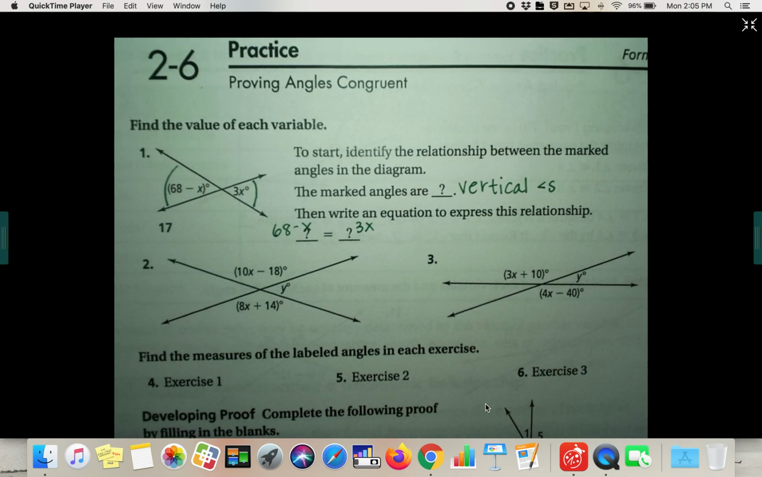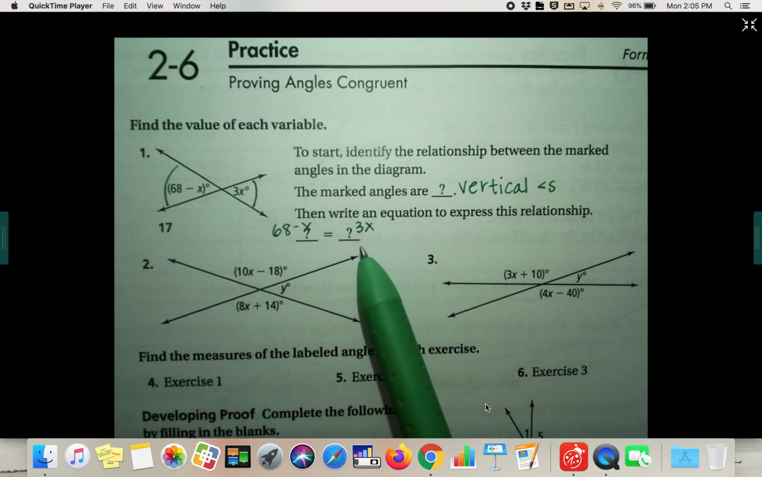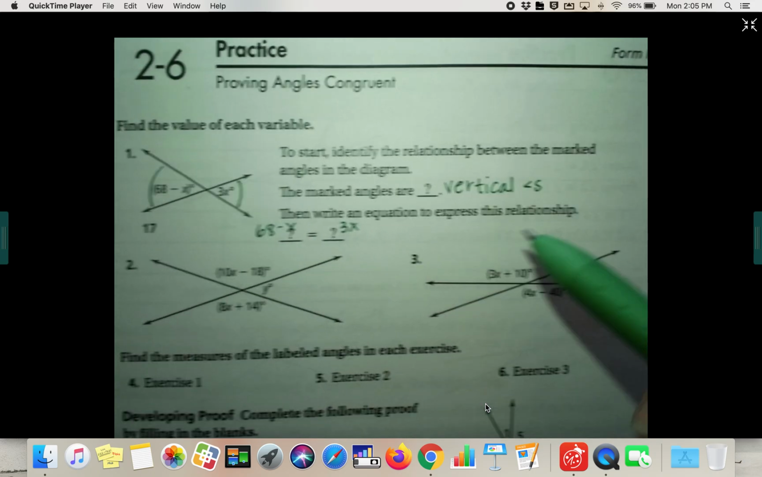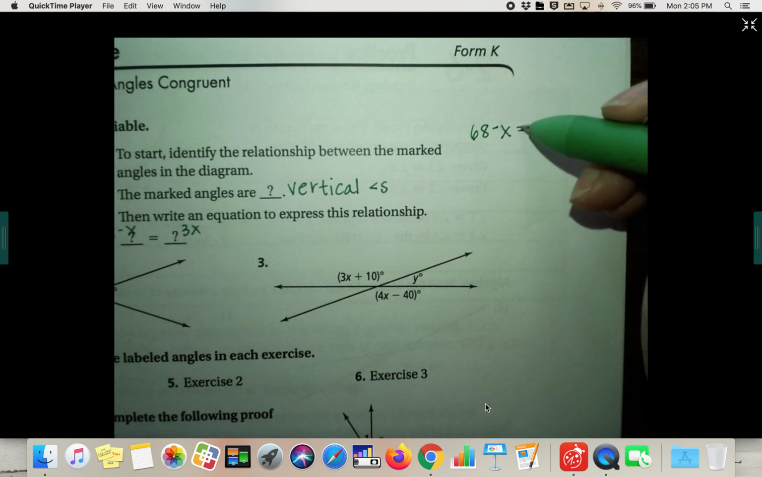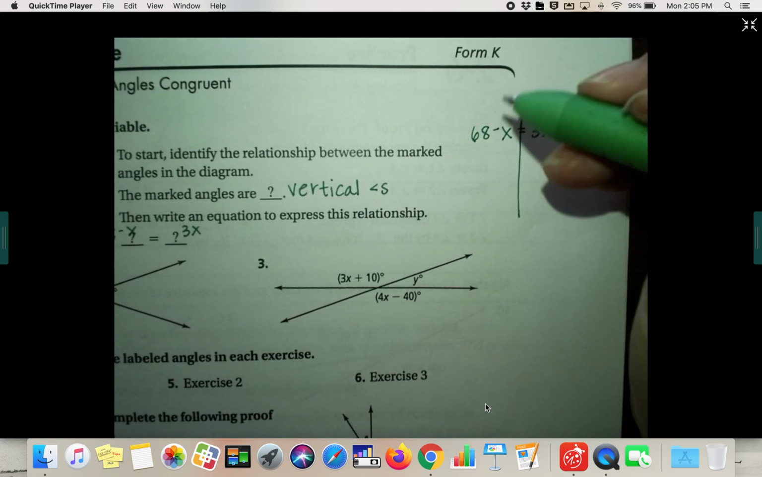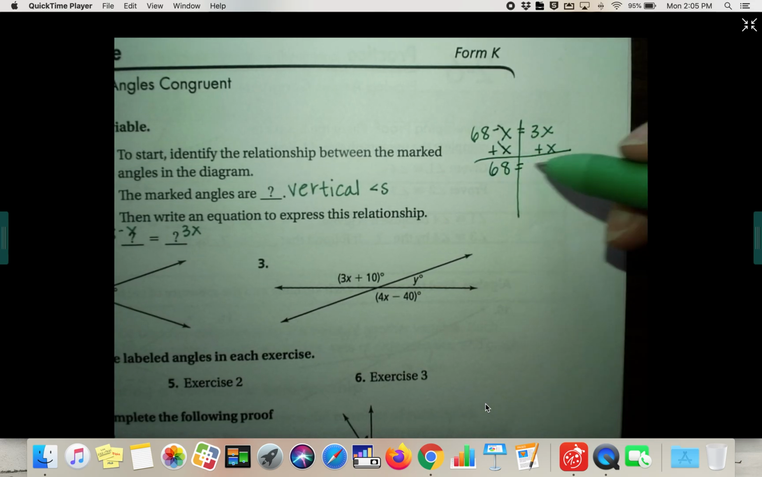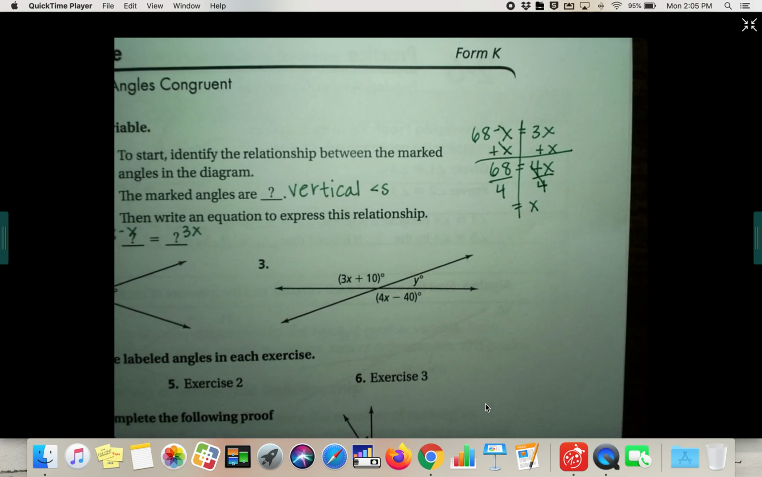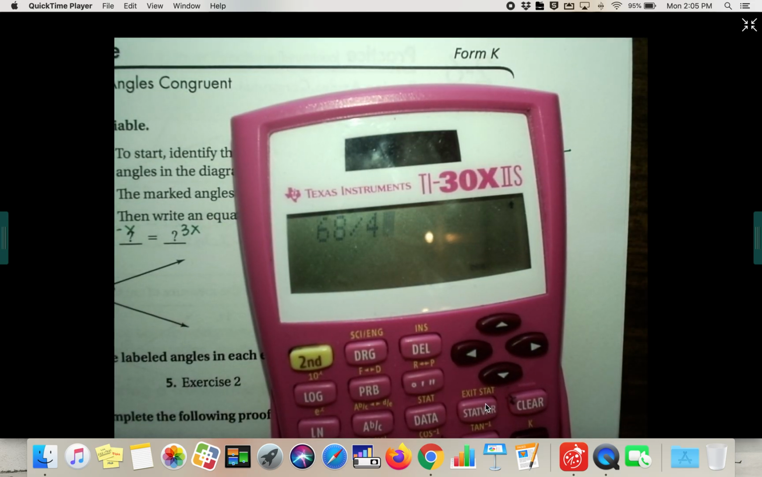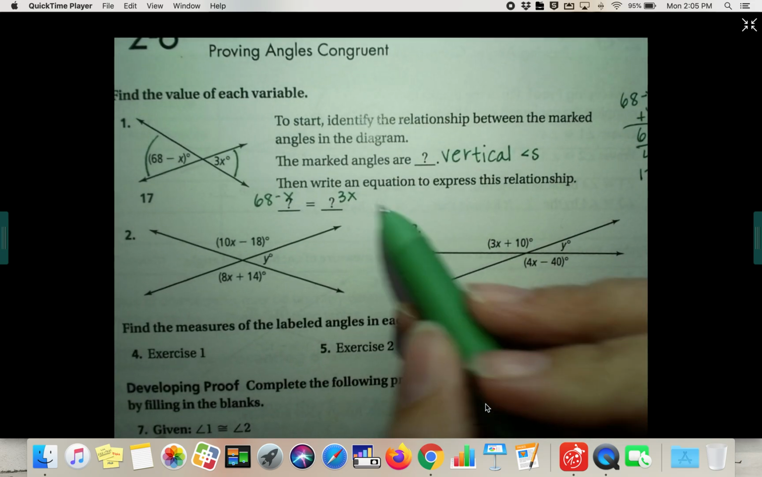Okay, so now we're going to find the value of each variable. I don't think we needed to find that. Oh, yeah, we do. I'm going to make room over here. If we know that 68 minus x equals 3x, we are just going to solve it. It doesn't say to write a proof for it, so I'm just going to add x to both sides. That would be 68 divided by 4, which is 17. So x equals 17. So that is how to do this.